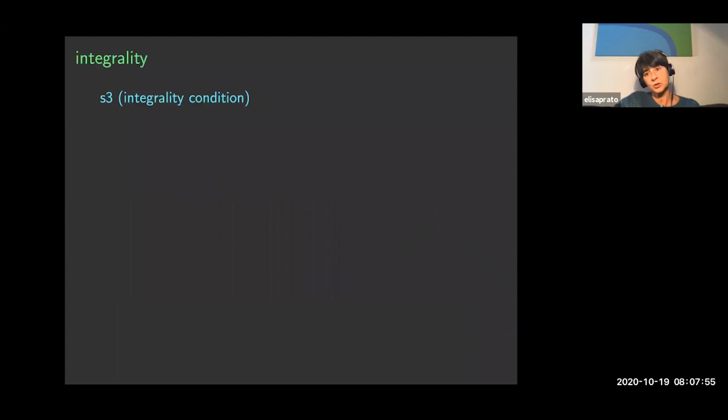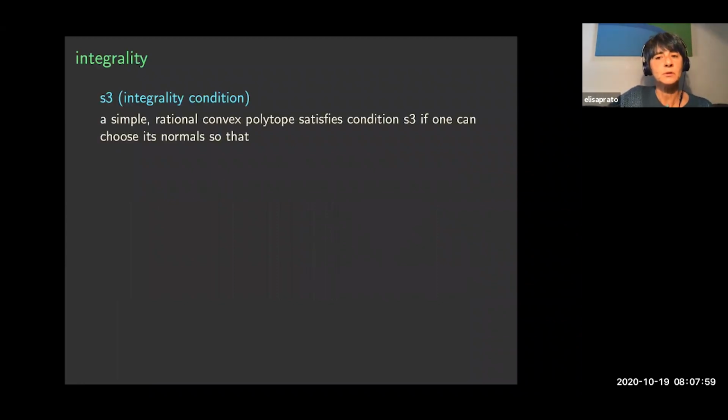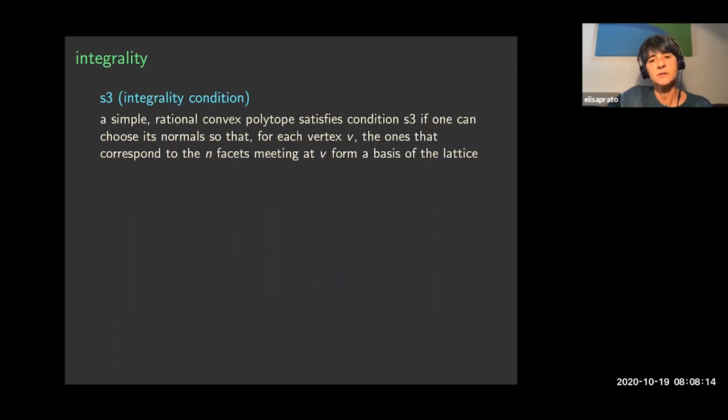The last condition is the integrality condition, and so we start with a simple rational convex polytope, and we want to be able to choose the normals in the decomposition of delta's half spaces, so that for each vertex, the normals that correspond to the n facets that meet at that vertex form a basis of a lattice.